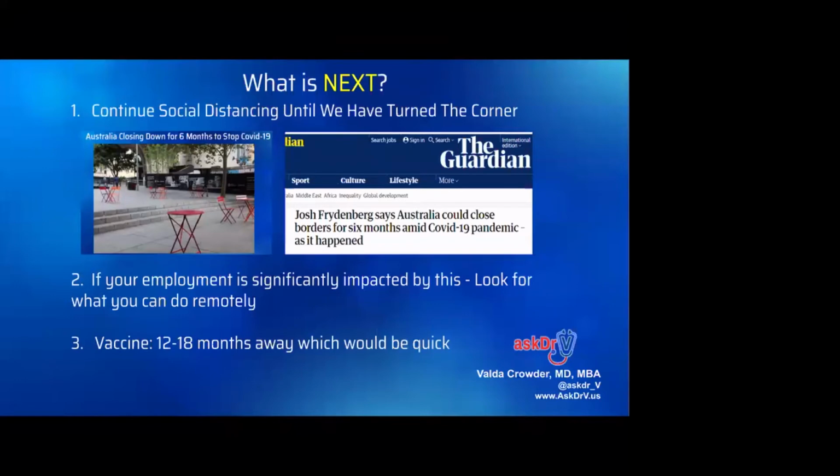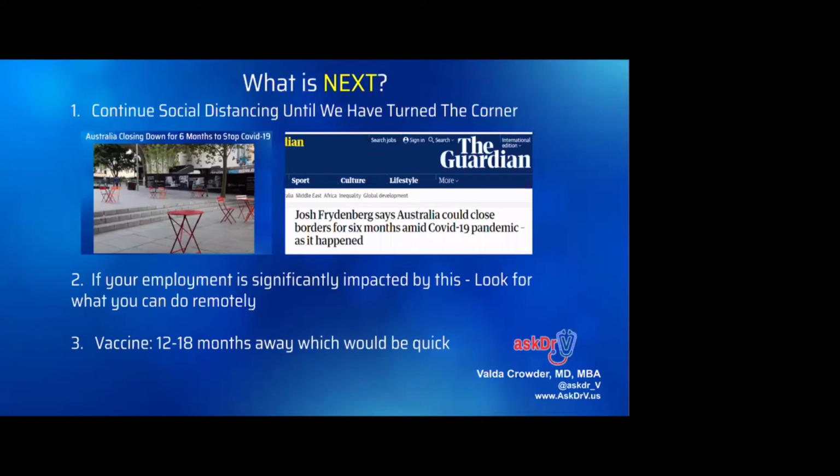What's next? So we're going to continue social distancing until we've turned the corner. I know there are some states that are actually looking at opening up. I think Georgia and Texas, which I think is not really the right decision. And if you live in, I would say Georgia, Texas, and maybe Florida, you've got to look at how do I actually modify my behavior if my state decides to go ahead and reopen early. If your employment is significantly impacted, you've got to look at what else you can do remotely.